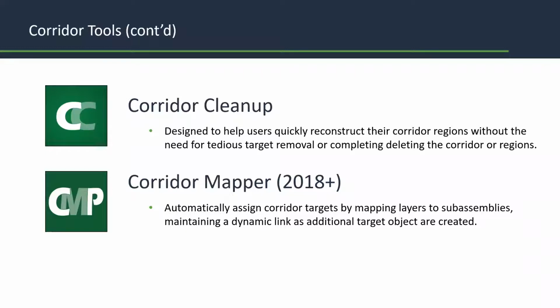Corridor mapper is another really cool tool that takes all of your corridor targeting and creates a dynamic link between your subassemblies and a layer. So it's basically going to do that by layer, except it's always going to update and read for those new objects. If you go through and you decide you needed to add a couple of crossing driveways over your corridor, it'll just go ahead and pull all of those in for whatever subassembly you link up to a specific layer.